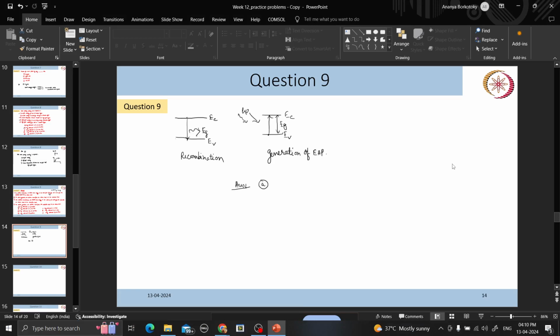For silicon, if you can recall, silicon is an indirect band gap material, and for silicon the recombination process is trap assisted or defect assisted, and it is also known as Shockley-Read-Hall recombination, SRH recombination.